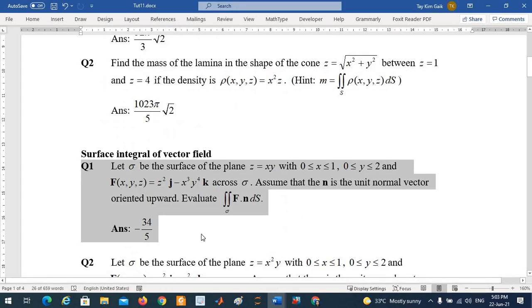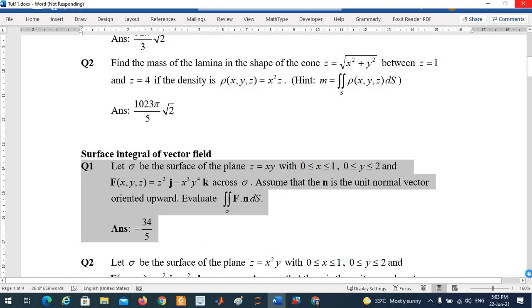Yes, question 2. Because outward can be up or down, I changed it to upward. The question is upward also. Okay, here maybe I made a typo. Not going to check it.